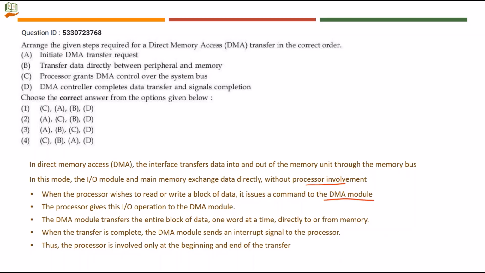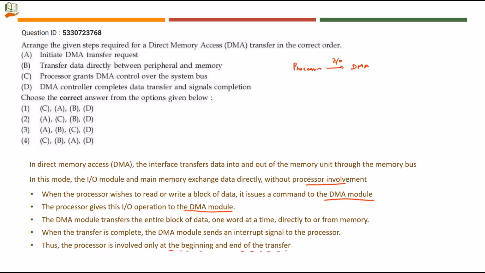The processor gives this I/O operation to the DMA module. So let's take the processor is giving it to DMA module. The DMA module transfers the entire block of data one word at a time directly to or from memory. When the transfer is complete, the DMA module sends an interrupt signal to the processor stating that it has been completed. Thus, the processor is involved only at the beginning and at the end of the transfer.